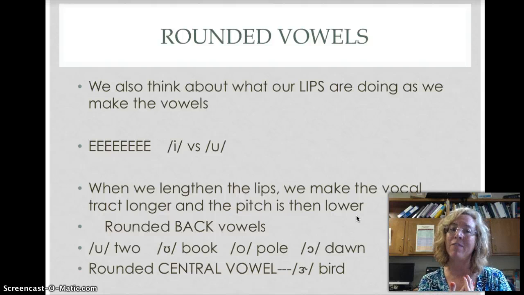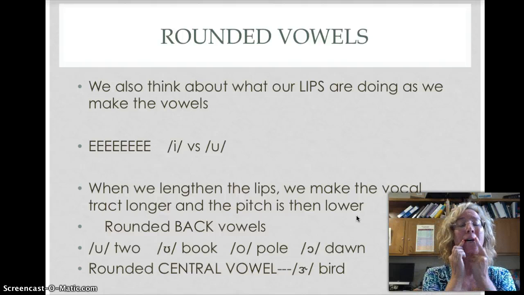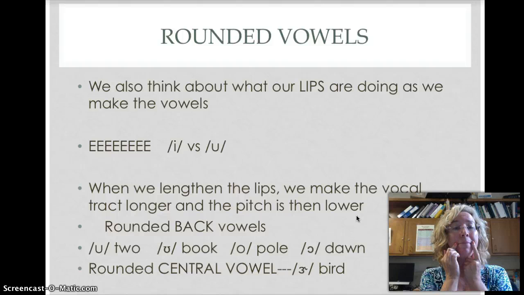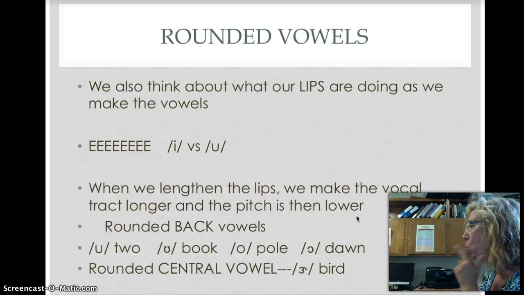We can also think about vowels in terms of what our lips are doing as we make the vowels. So here you get to see me doing some vowels that are not rounded. In fact, I would say my lips are pulled back. E. So that's a sound and a vowel without rounding, E. And now I'm going to do oo. Ooh, and you should be able to see my lips rounded.